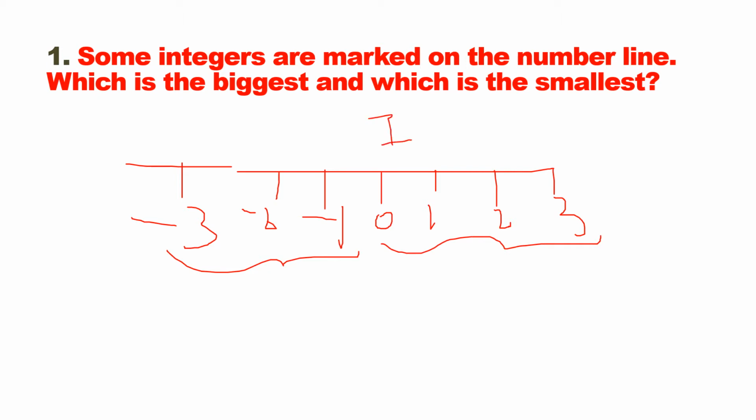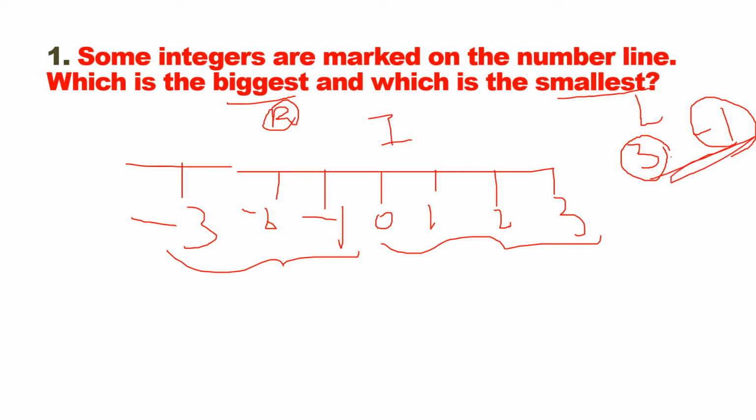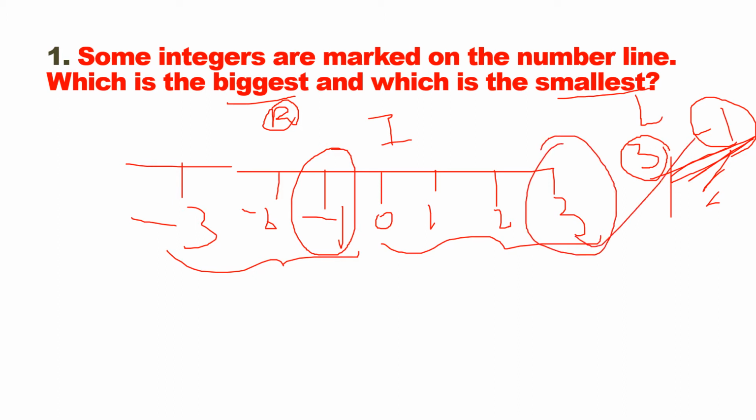So here what is the biggest? Simple. One thing you should remember, what is on the right side, that is your biggest. Smallest means what is on the left side. Suppose I gave 3 and -1. I asked what is the biggest one and what is the smallest one from this question. 3 and -1. Simple, round up this -1 and 3. What is the right side number? 3. So 3 is the biggest. What is the left side number? -1. -1 is the smallest.